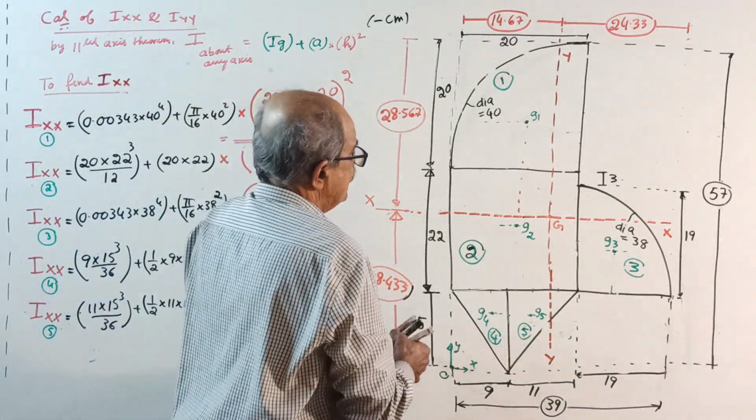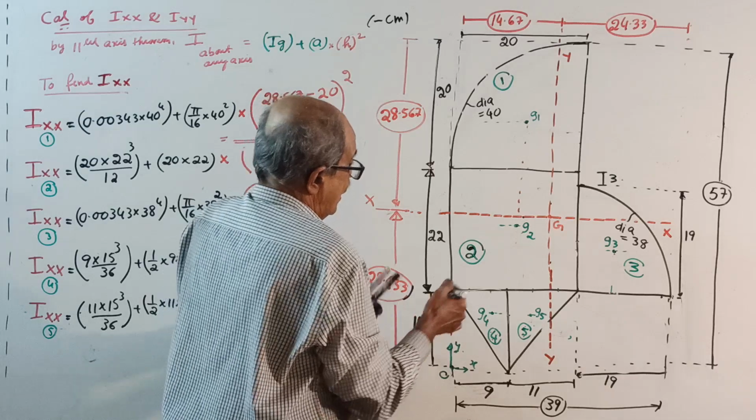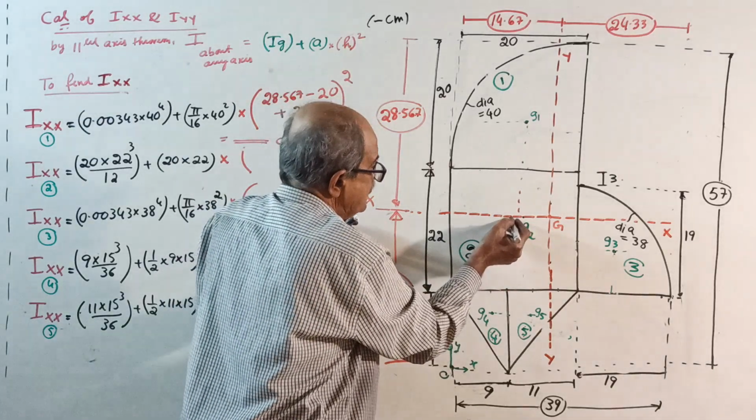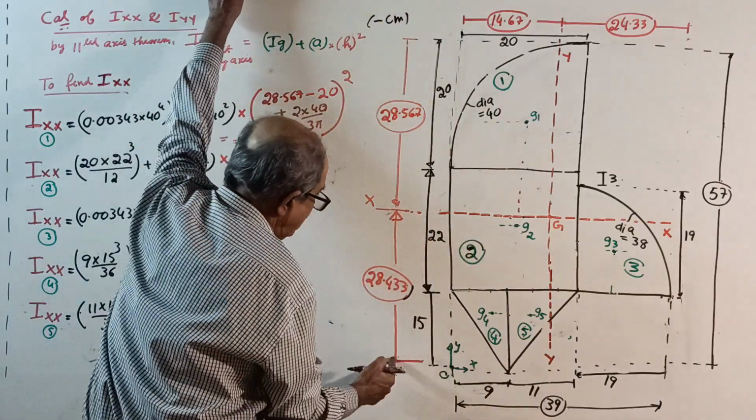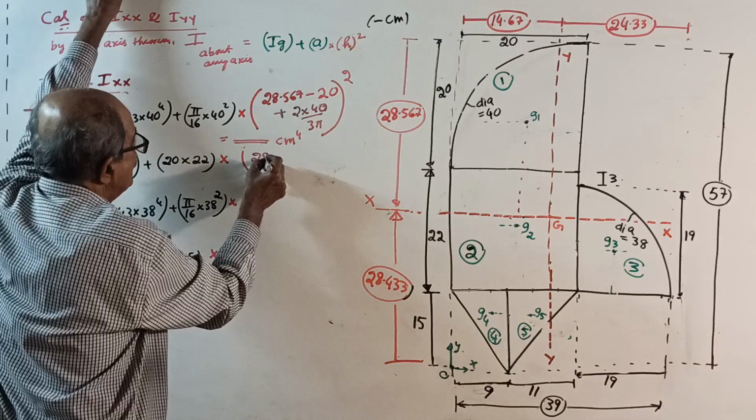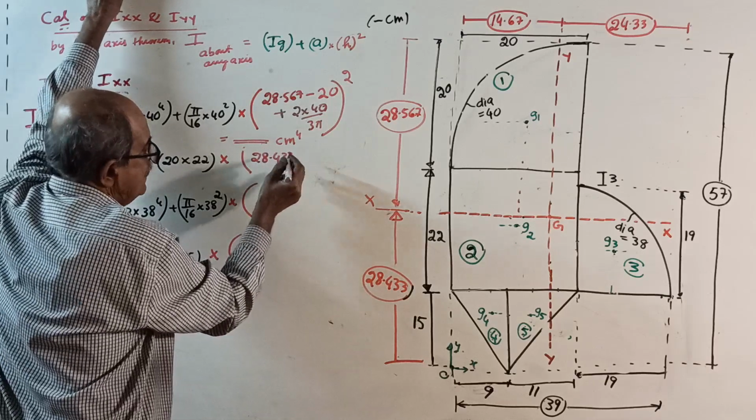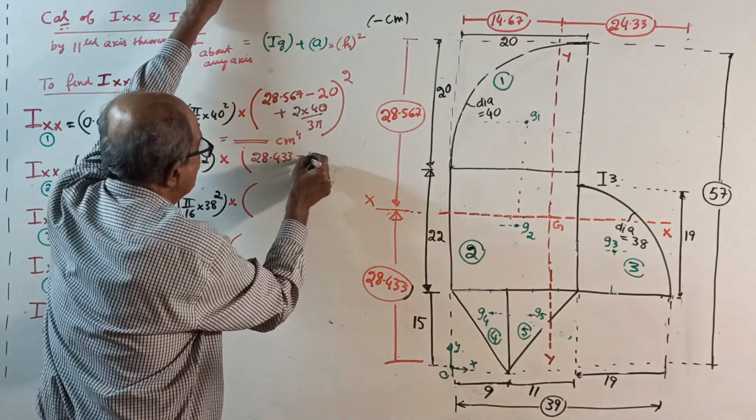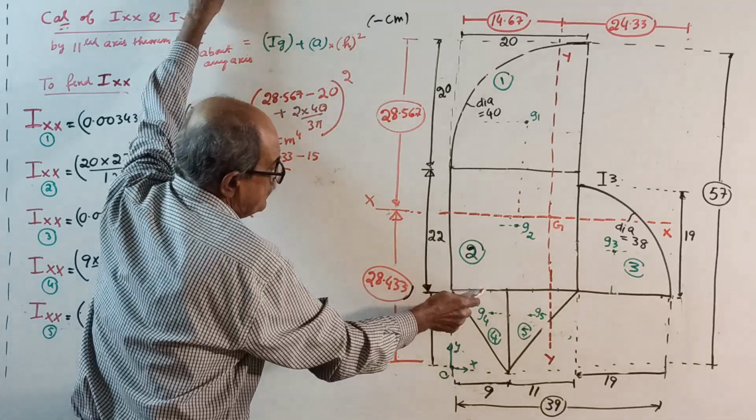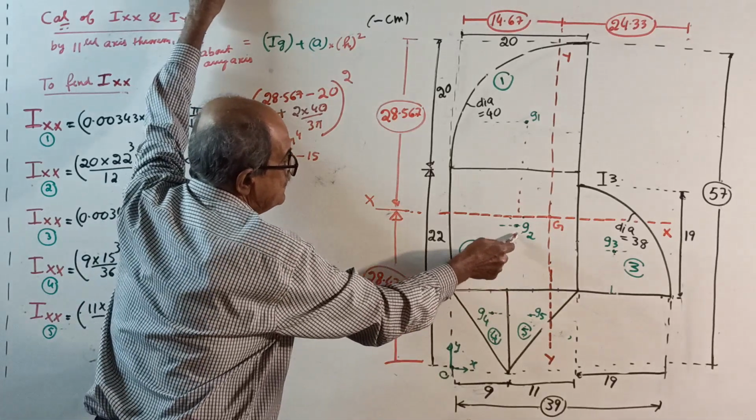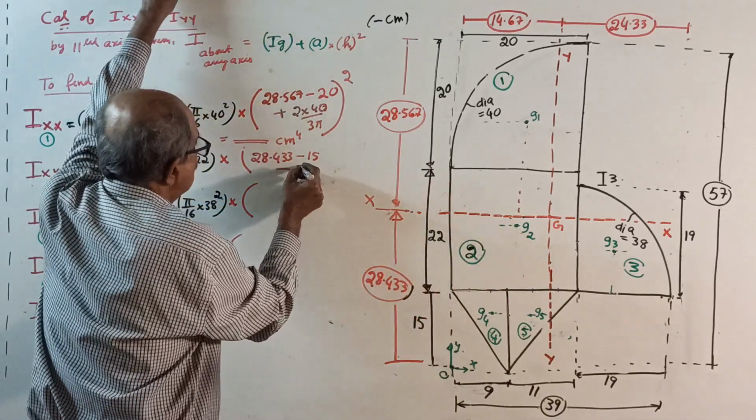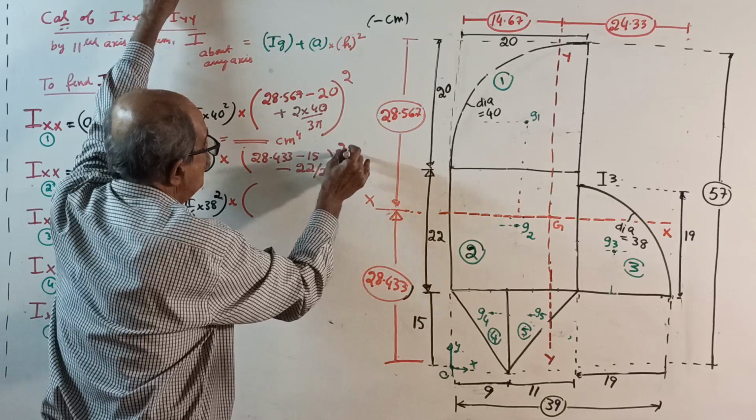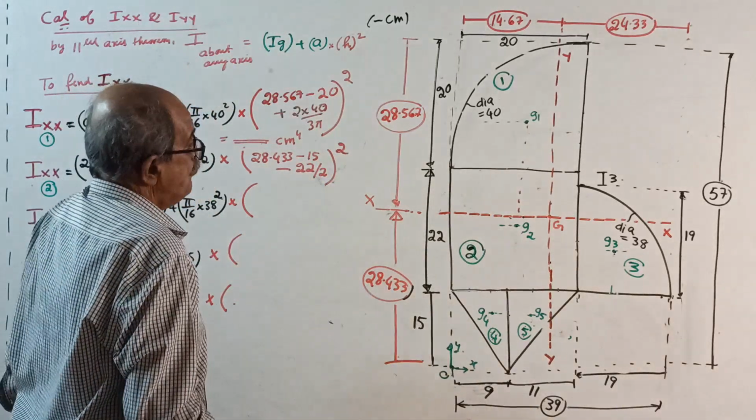Start. Figure 2. I about its own axis over area into this distance square is 28.433. 433 is from here to extreme end. Subtract 15. Also subtract this distance, that is half of 22. Actually, by this time, nothing is required. Okay, over. Figure number 3.